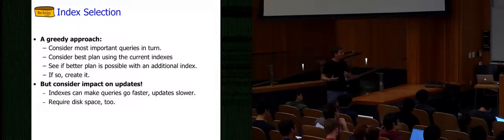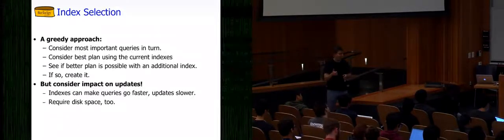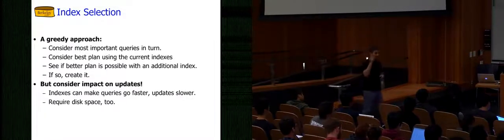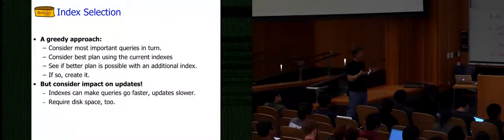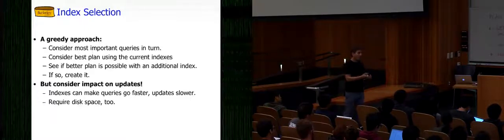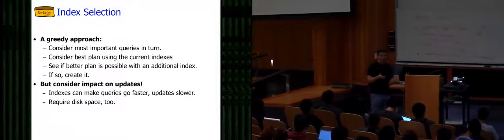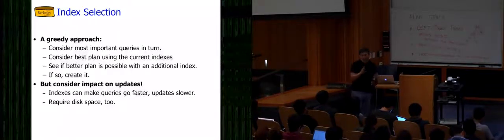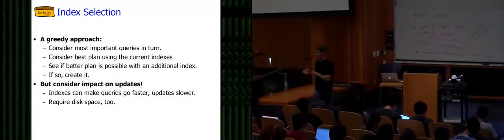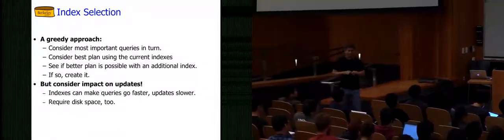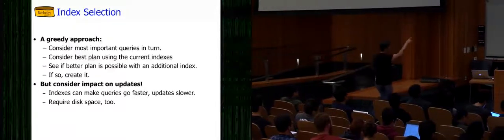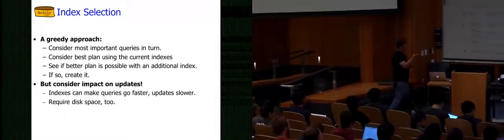And you do this till you kind of run out of budget. What's budget? Could be disk space. Or it could be the cost of doing updates, right? Like, I can have 3 indexes on this thing before updates get too slow. What 3 indexes should I have? Okay? So you have to consider the impact on updates. Indexes make queries go faster and updates slower, and they require disk space. So that's kind of your budget in this greedy algorithm. You keep doing it till you run out of space, or your updates are going to get too slow.